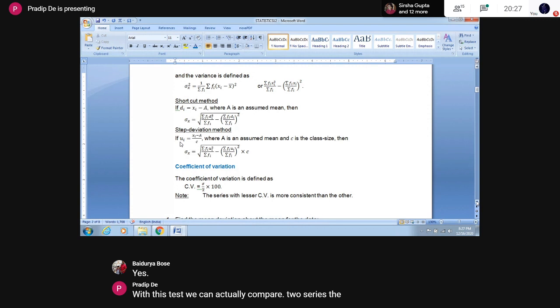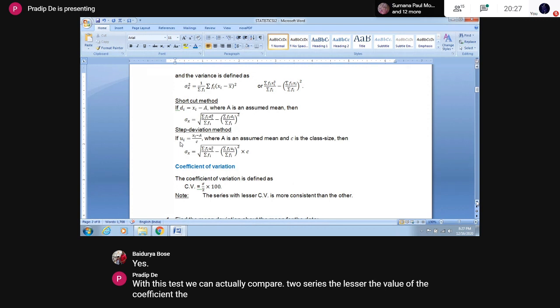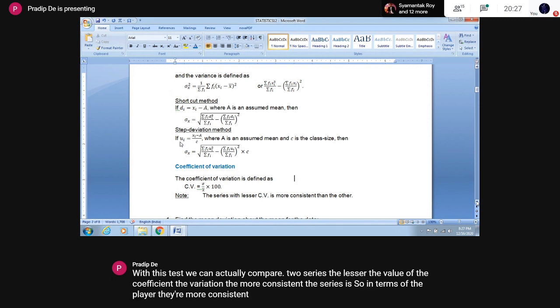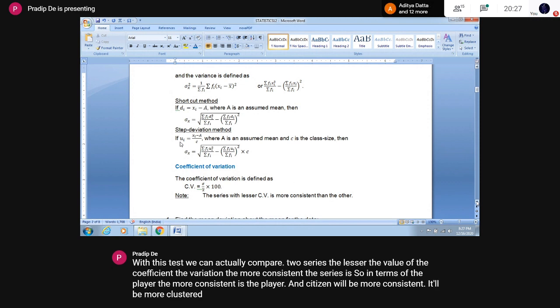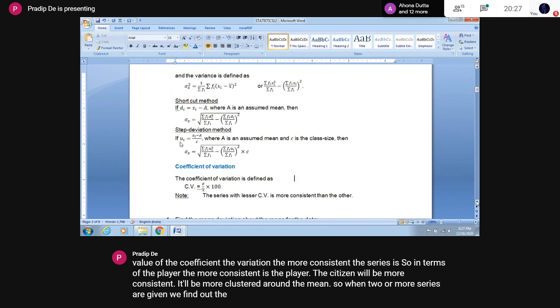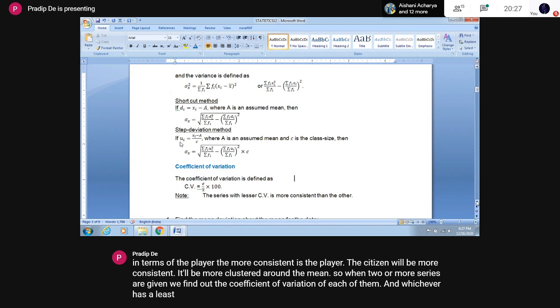With this test, we can actually compare two series. The lesser the value of the coefficient of variation, the more consistent the series is. So in terms of the player, the more consistent is the player. The series will be more clustered around the mean. So when two or more series are given, we find out the coefficient of variation of each of them, and whichever has the least coefficient of variation is the most reliable or the most consistent data.